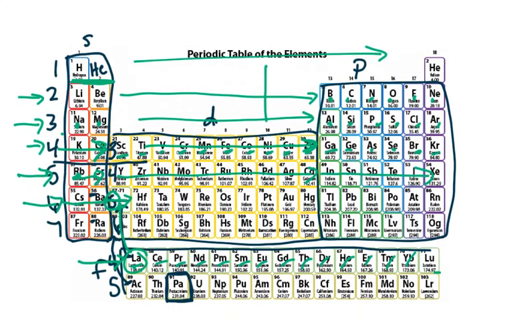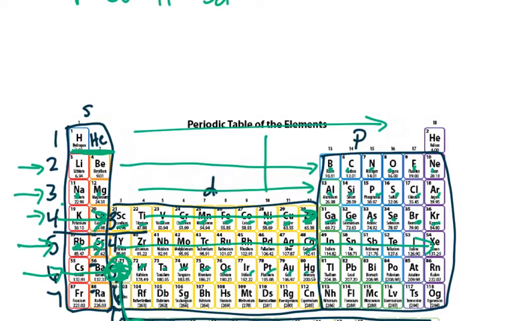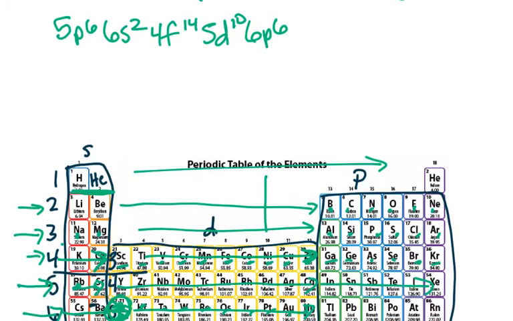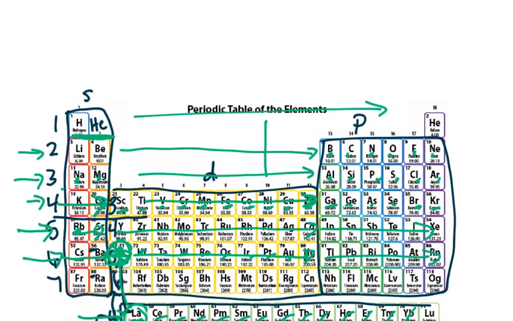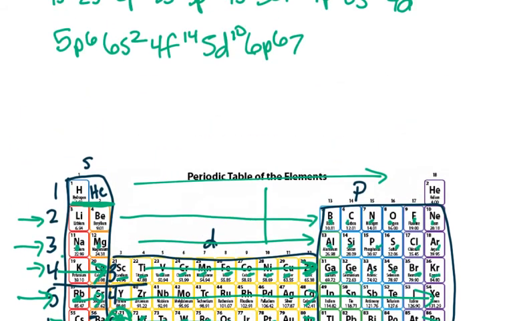And then, like I said, this isn't a blank spot, right? That's not a blank spot. It's actually an element. So that counts as 1. This is 1, 2, 3, 4, 5, 6, 7, 8, 9, 10. So 5d10. So we're going all the way across 10, and we're hitting p again. So we're at 6p. And then we're going all the way across p, so it's 6p6. Right, we're going all the way across. And we're going down to 7s. So 7s2. And then here's where it can get a little tricky.